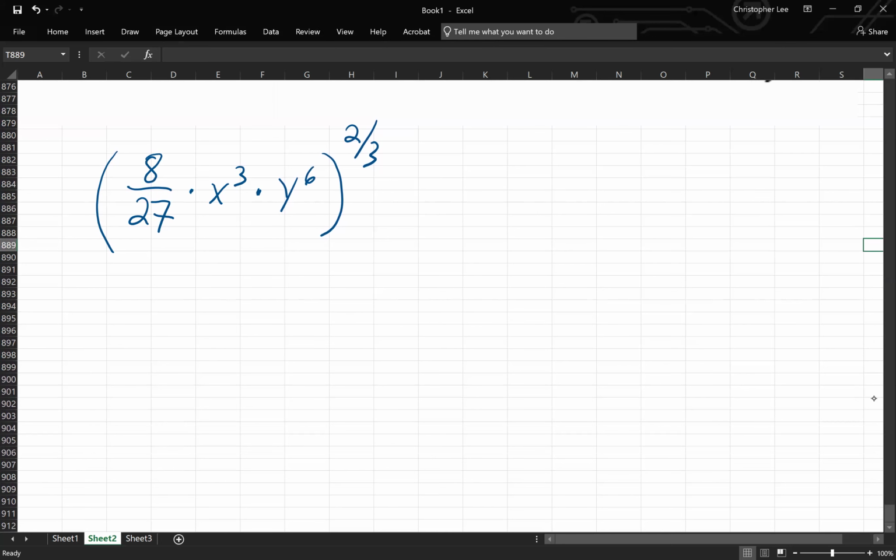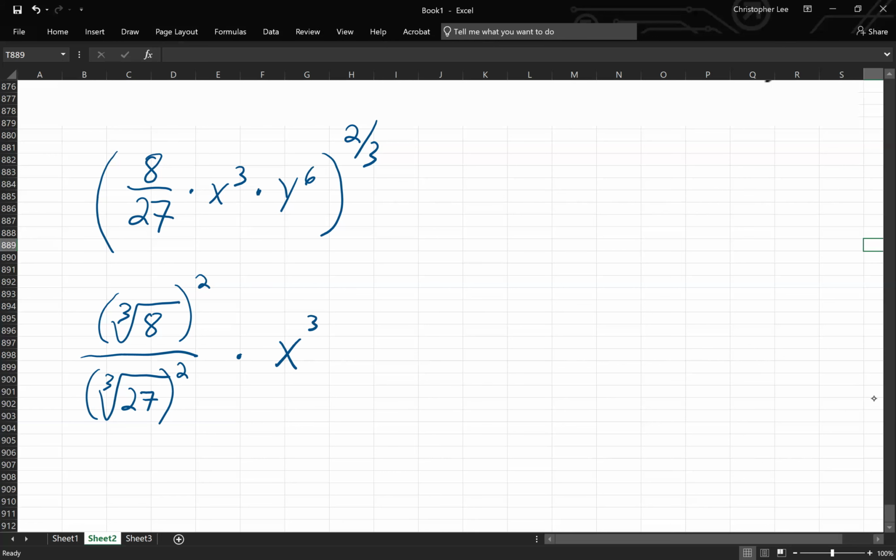For numbers, you already know what's going to happen from the previous question: whatever's in the denominator of the power becomes a root. So this is the cube root of 8 squared over the cube root of 27 squared, times x to the 3rd power raised to the 2/3 power, and y to the 6th power raised to the 2/3 power.